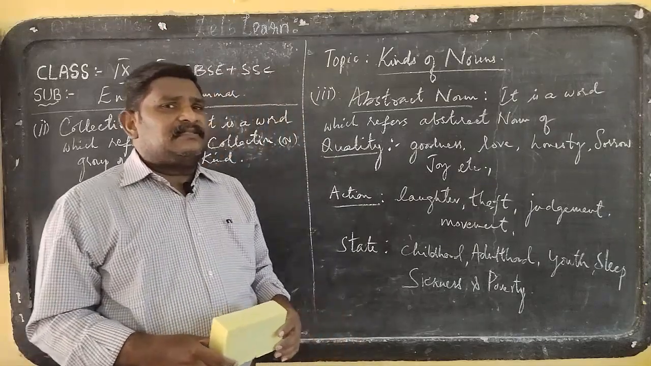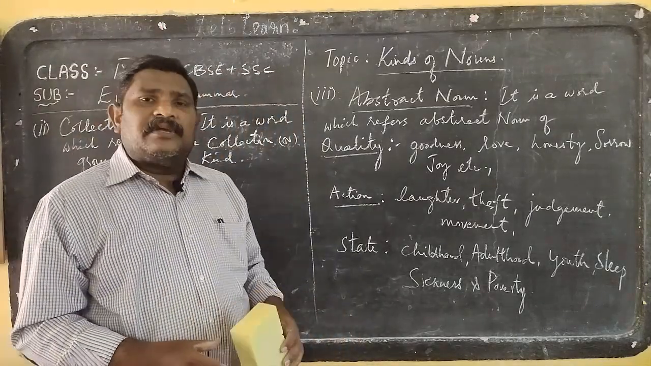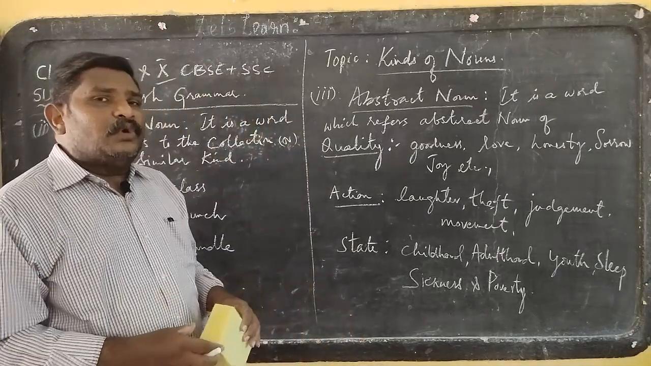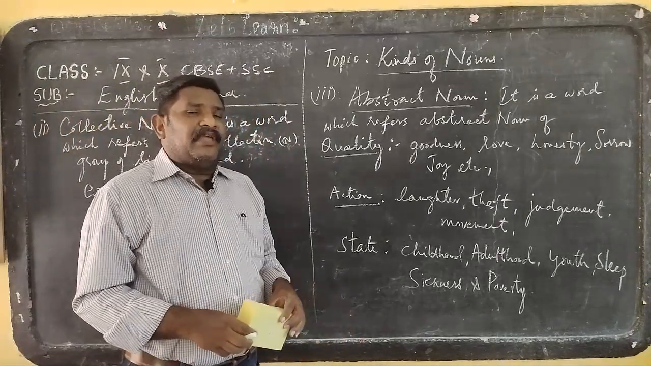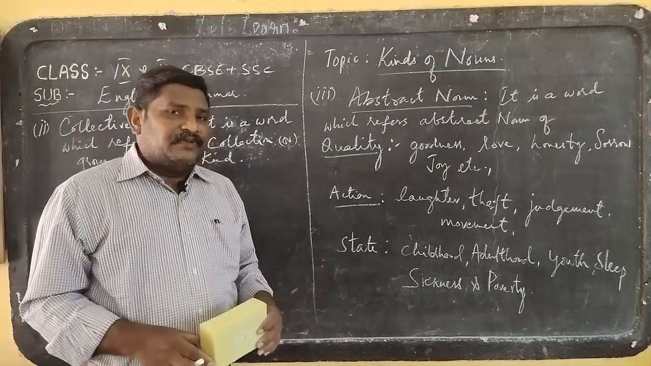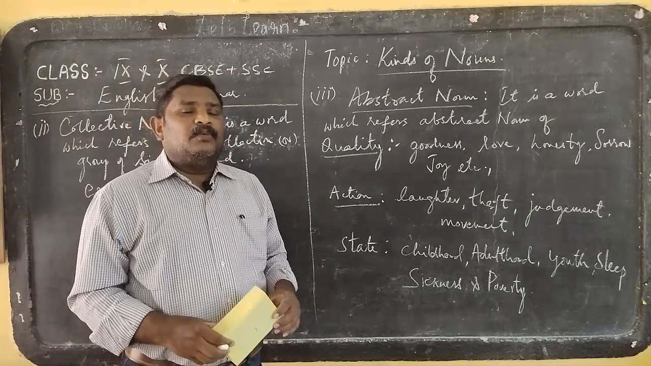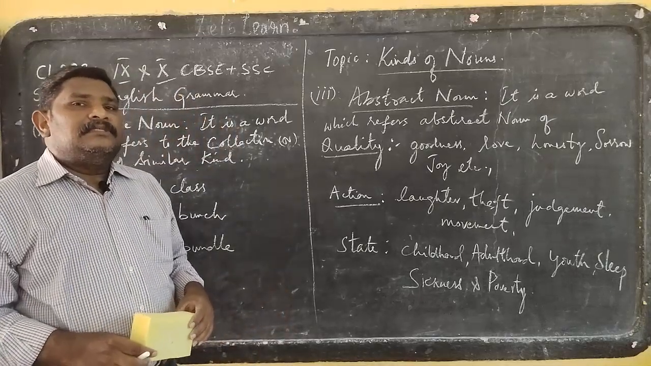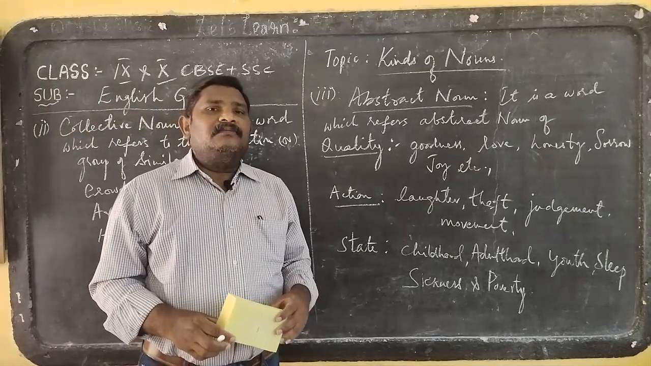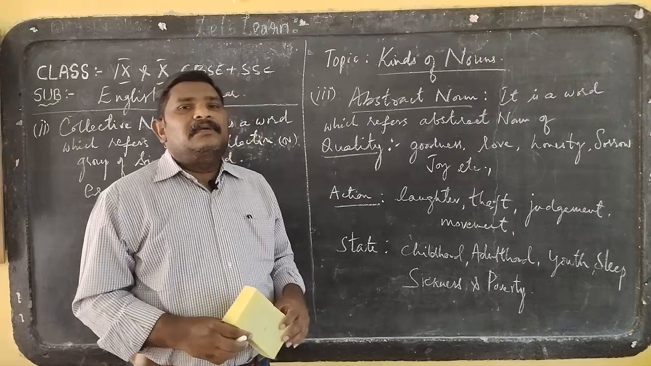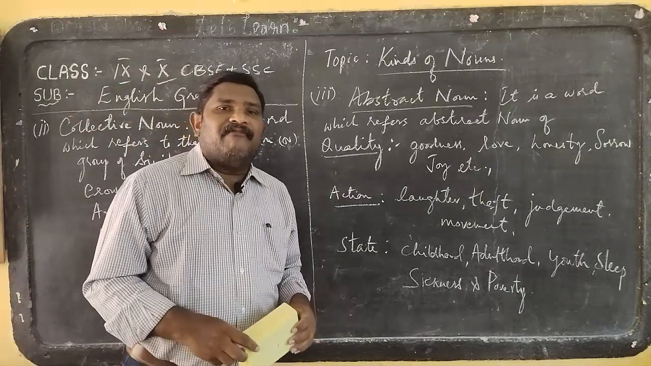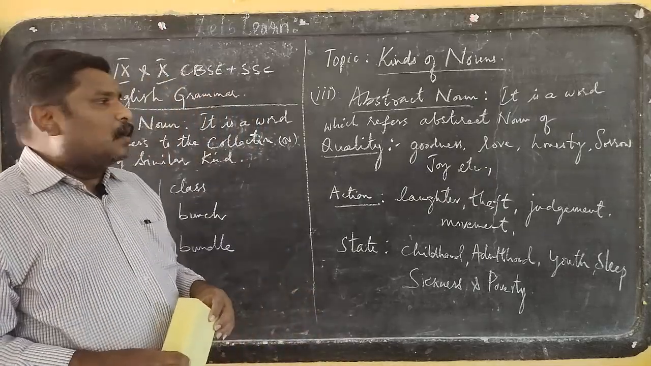And in yesterday's class we also continued with kinds of nouns. As I told you in yesterday's class, we have 5 kinds of nouns altogether. One is common noun, proper noun. Third one is collective noun. Fourth one is abstract noun. And fifth one is material noun. Yesterday we learnt about proper noun.